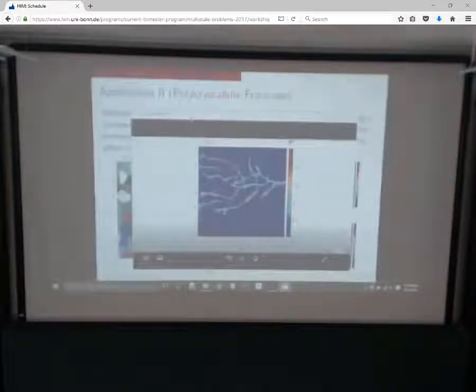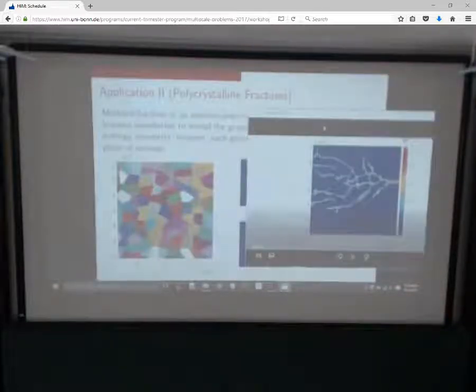Maybe it's not obvious from that picture, but you see some of the grains over here are actually, it goes around them instead of through them.